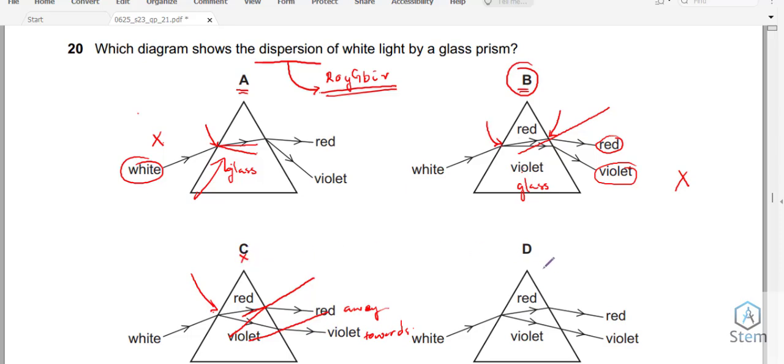C is out. Then D, without wasting much time, there is clearly no moving away or towards the normal which is happening with the violet light. Yet it must be refracted when it moves from glass to medium X. So the fact that violet light is not refracting shows we have a problem.